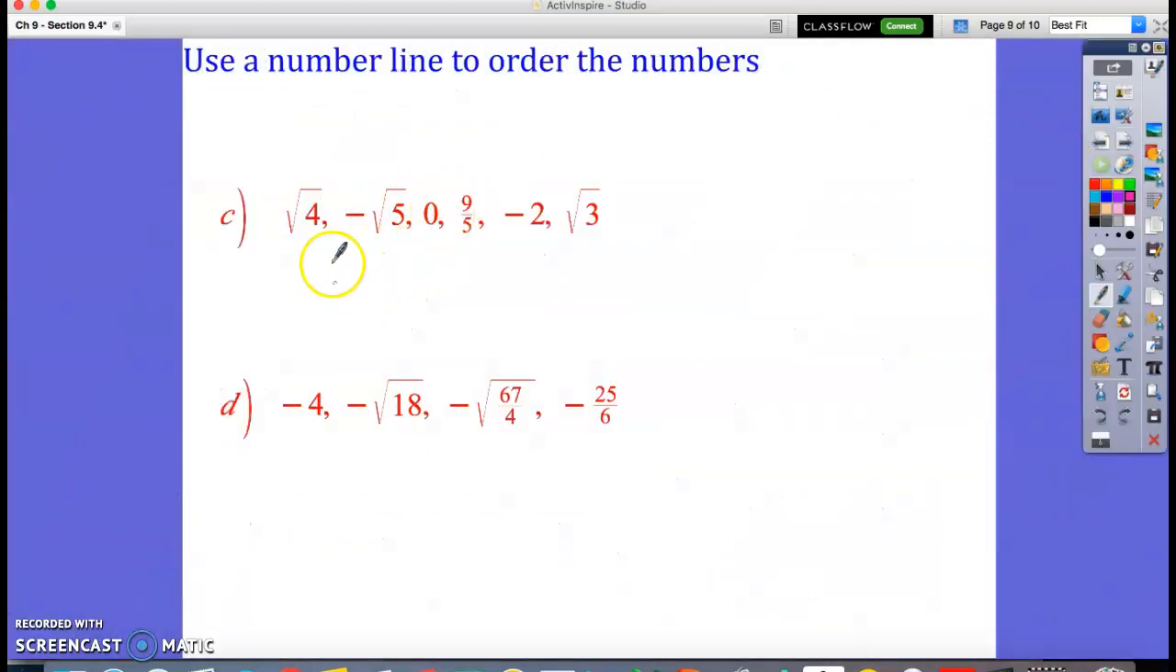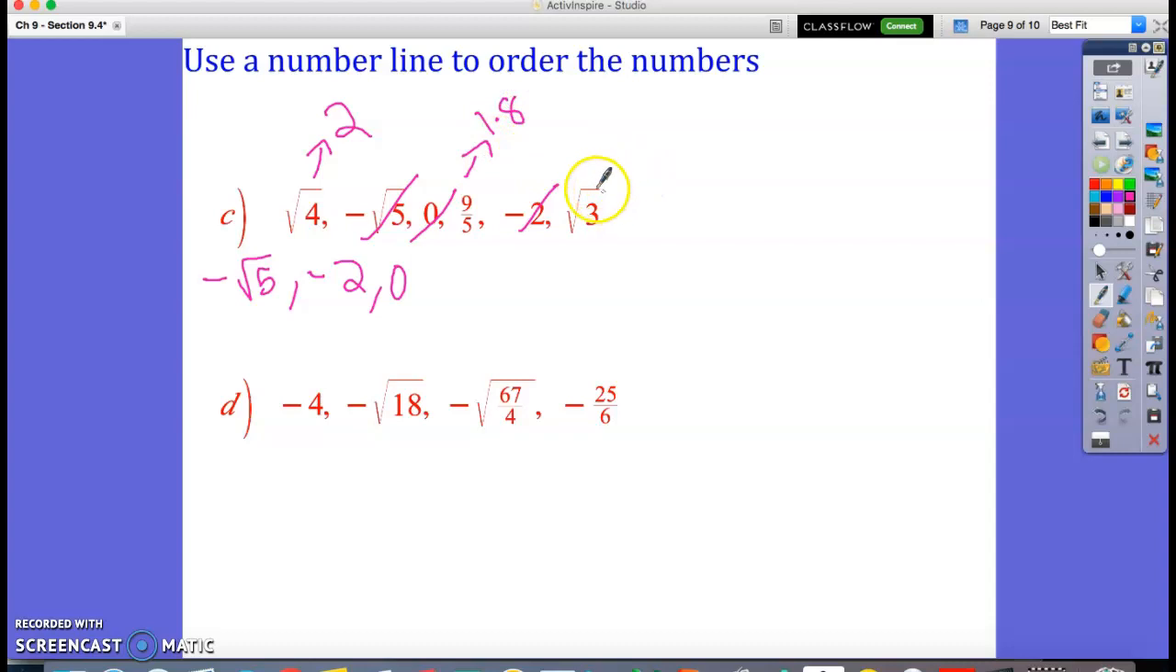Now, so we have two negatives. So this is less than negative square root of 4, right? Square root of 4 is 2, right? So we know that this is the smallest. So the negative square root of 5, and then negative 2, then we have 0. So we got rid of this, and this, right? Now this means 2, right? Square root of 4 is 2, and 9 over 5 is what? This is 1.8, right?